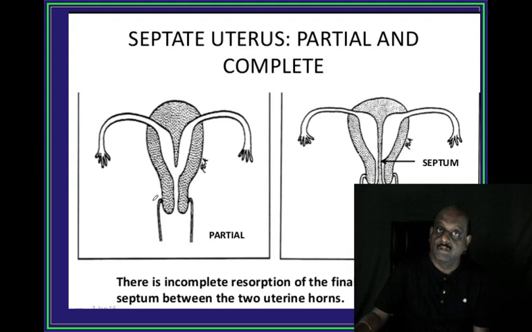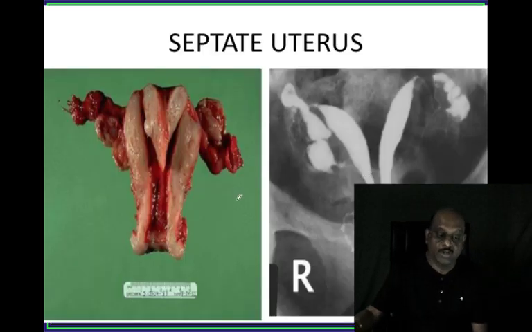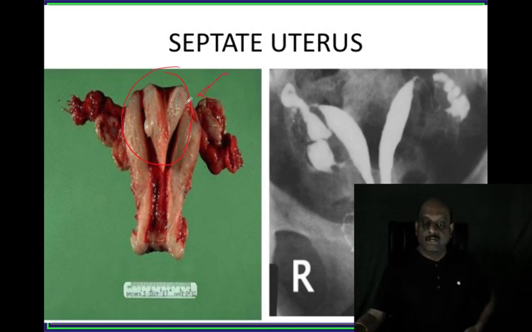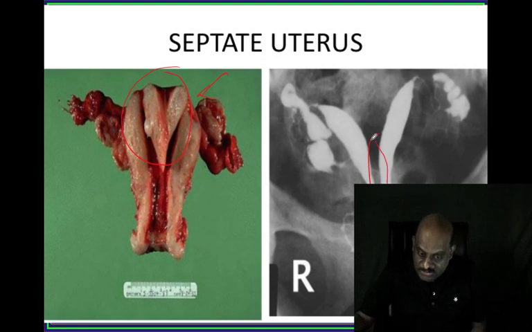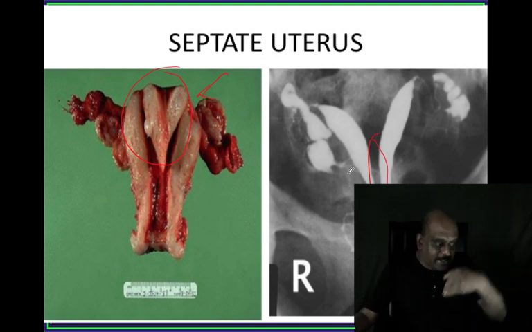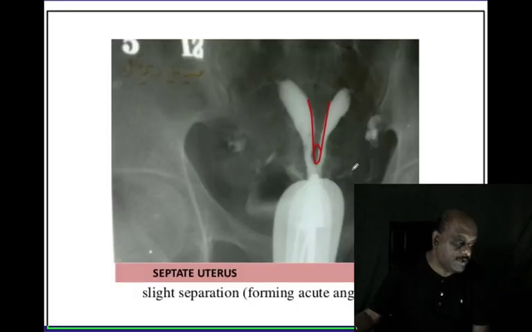Then, septate uterus. There is a septum. It can be a partial septum or it can be a complete septum. There is an incomplete resorption of the septum. So this is an example of a gross picture of a septate uterus. Septate uterus typically looks like this, where that septum is extending down is what you should remember.